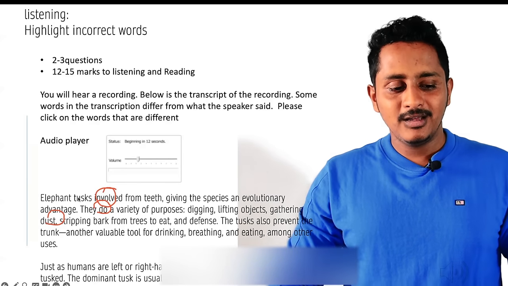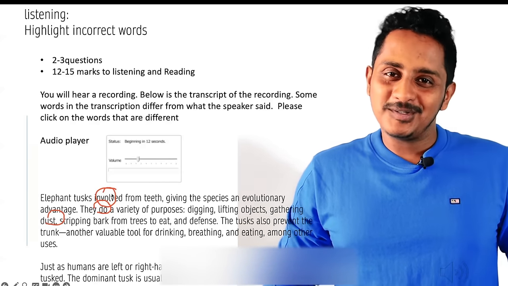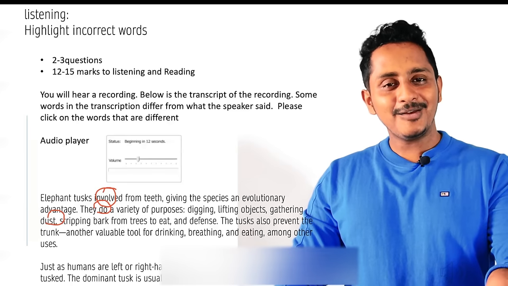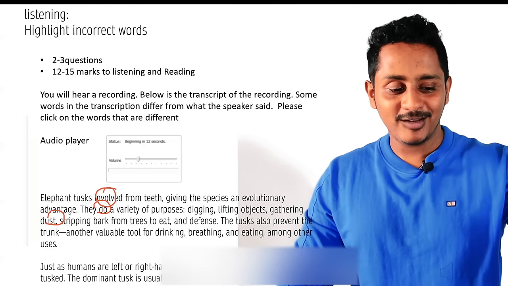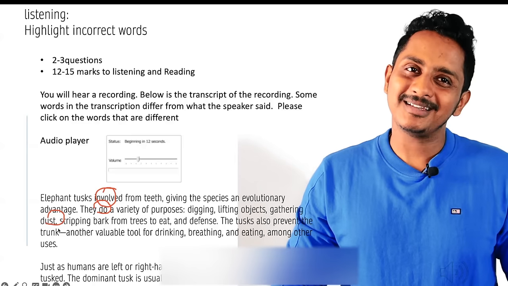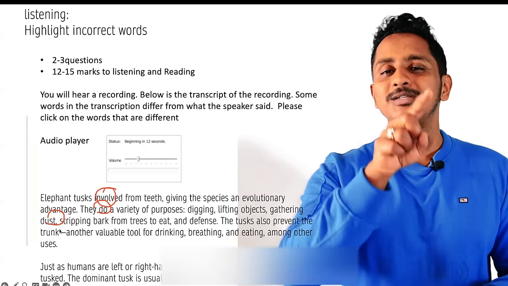Hope you're getting it. Elephant tusks evolved was the word. Involved is written here. They serve a variety of purpose. Here it says they do a variety of purpose. Gathering food, gathering tusks. Like this, something will be there. Just do a single tap.